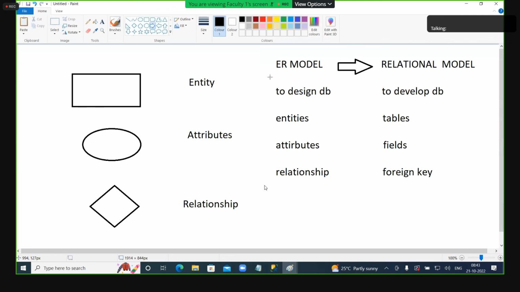Now this is there, no? So this diagram is there, the ER diagram. We'll convert that into what? Relational model. There are some entities; we'll convert the entities into tables, the attributes into fields, and the relationship into foreign key. Okay, then.